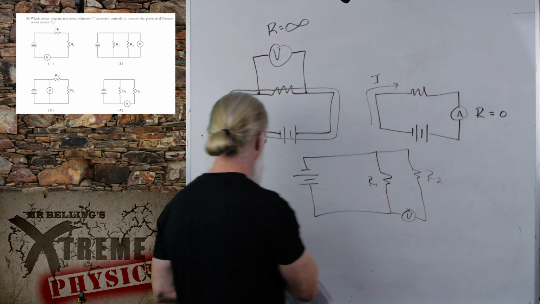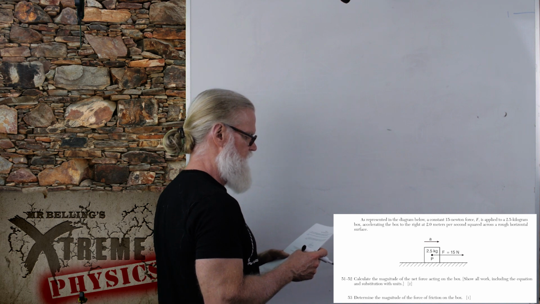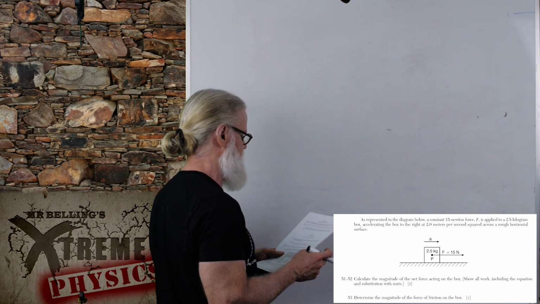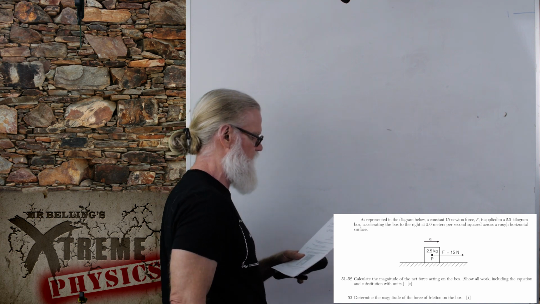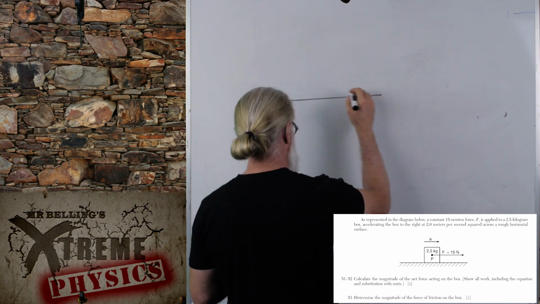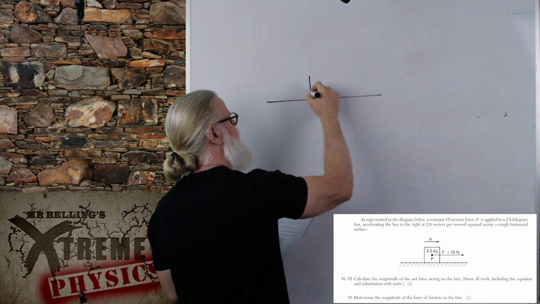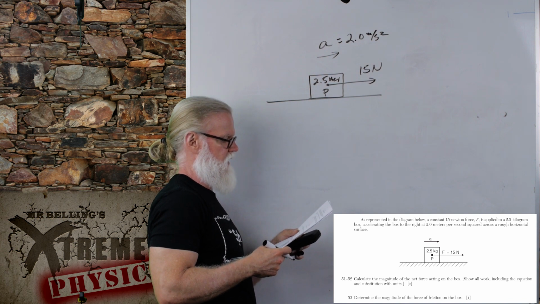So 3, as represented in the diagram below, a constant 15 Newton force is applied to a 2.5 kilogram box, accelerating the block to the right, and so on. Calculate the magnitude of the net force acting on the block. What's the magnitude of the frictional force? We're going to need to draw a free body diagram, of course. We're going to apply Newton's second law. Calculate the net force acting on the block.